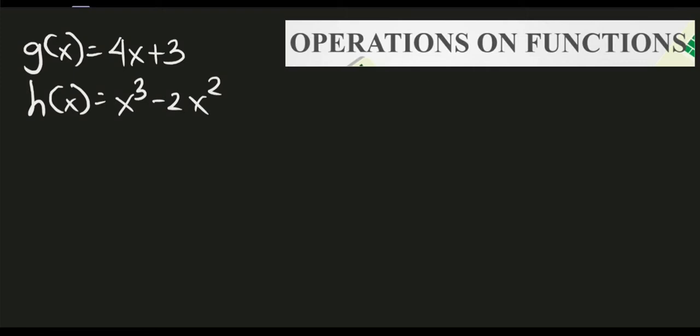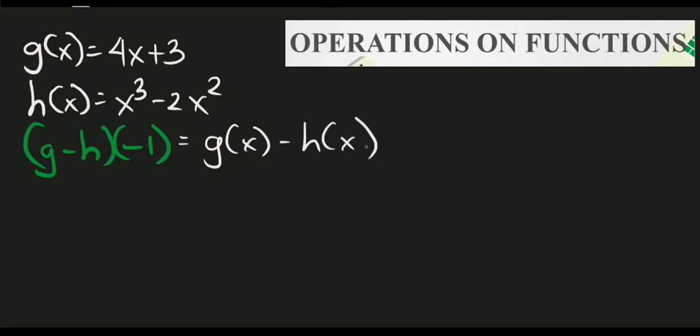Okay, and let's say we're asked to solve this. What will be the value of our function if we have g minus h of negative 1? Right, so again, we have this function g and function h, and we're asked to subtract this set of functions and evaluate this with x as negative 1. Okay, so let's try to answer this one. So again, this is actually equals to function g of x minus function h of x, and wherein we will replace the values of x as negative 1.